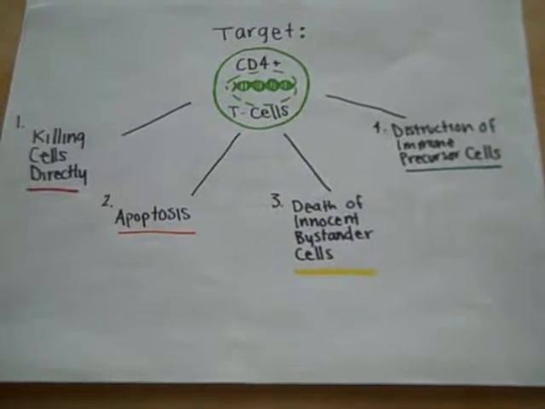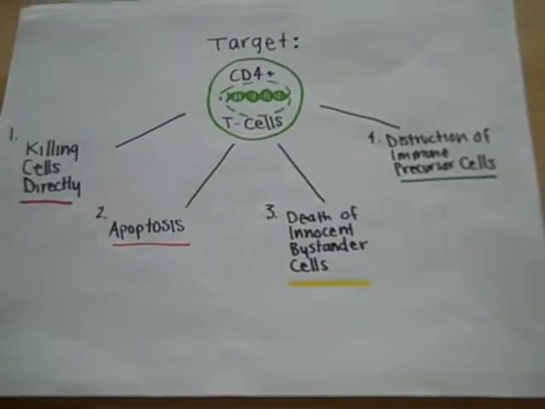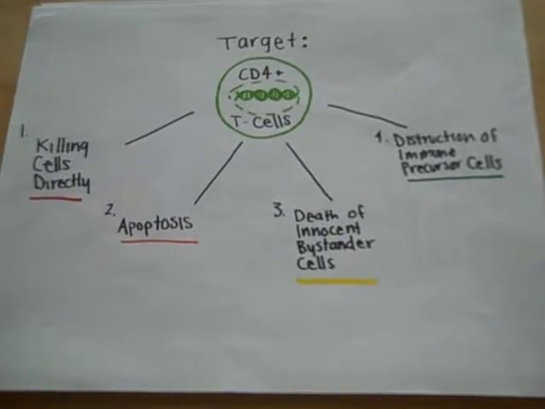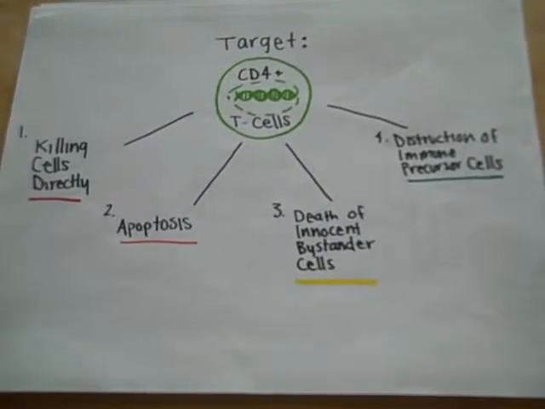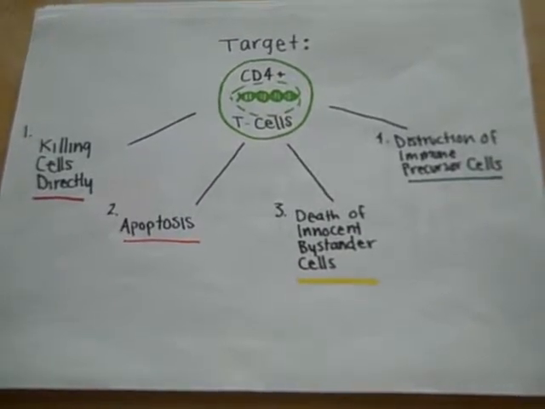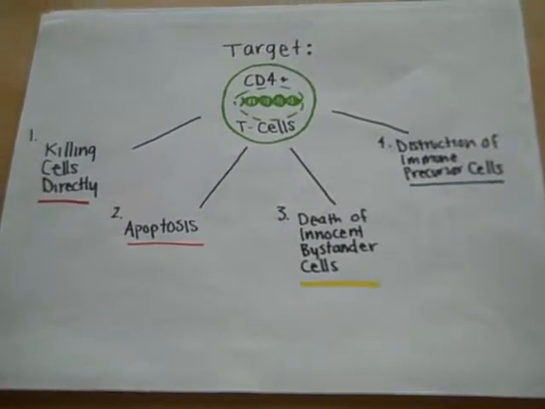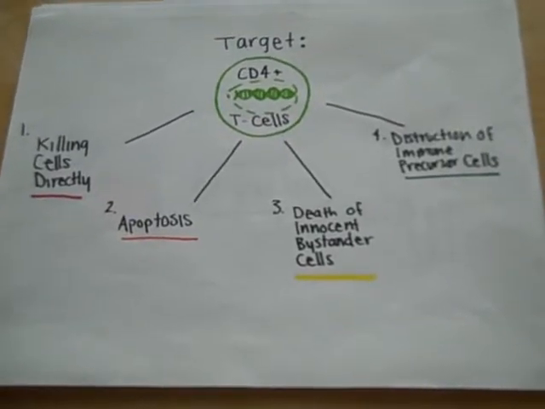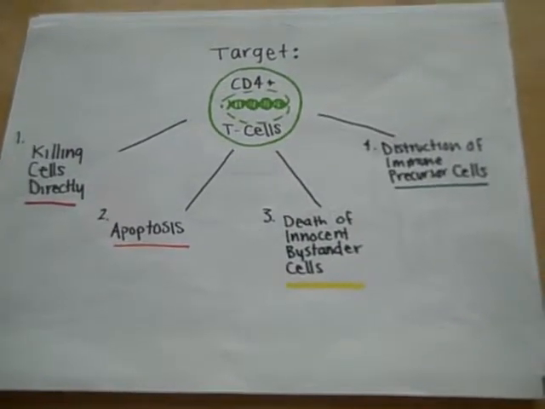The first way is by killing the cell directly when a large number of the virus buds from the cell's surface, causing major disruptions on the membrane surface, leading to the cell's death. Another way the virus kills directly is when the virus excessively uses the cell's machinery for its own purposes, disrupting normal activities needed for the survival of the cell. The second way is through apoptosis, or cell suicide.